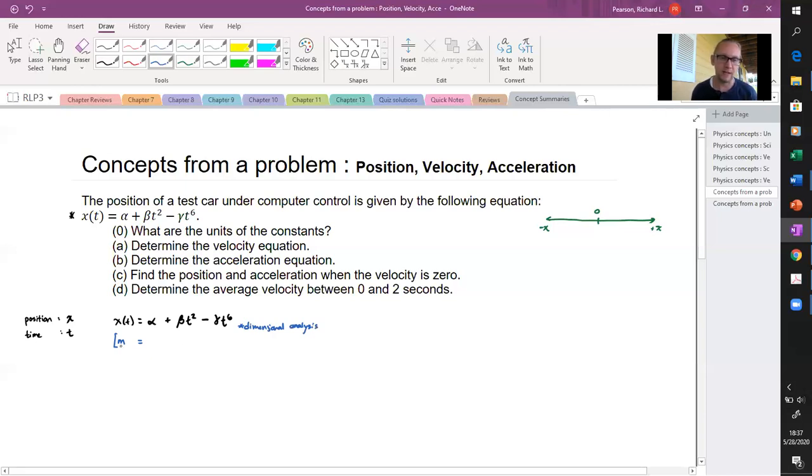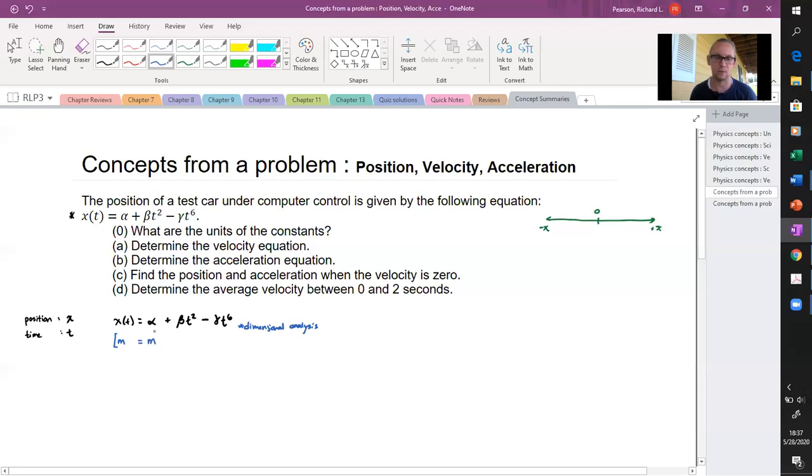So if we need meters, right, because we want to end up with the position on this left side, then that means everything on the right has to add up, because adding or subtracting has to become meters, which means that immediately we know what unit alpha is in. What units does alpha have? Alpha has a unit of meters, because it's all by itself.